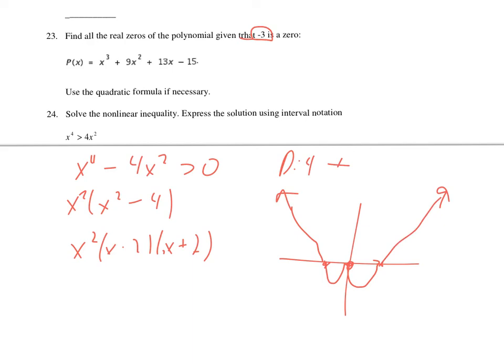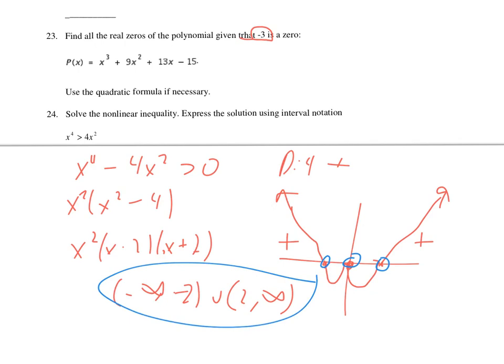All right, so where is this greater than 0? That would be over here and over here. So that would be -infinity to -2. And then from 2 to infinity. I'm not going to include 0 here because technically these are all open dots. So the x-intercepts are not part of my answer.